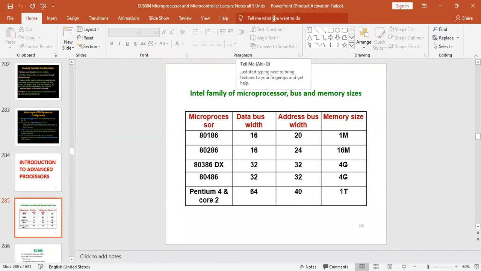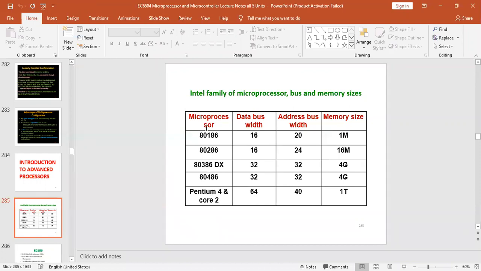So, this is my advanced processor. In advanced processor, we are going to use 80186, 286, 386, then 486. Last one is Pentium 4 and Core 2. So using this single block, that is single diagram, you can write n number of points.